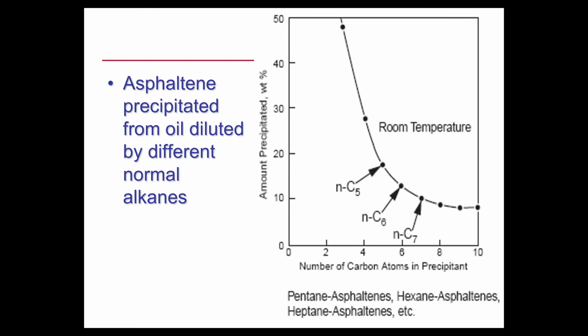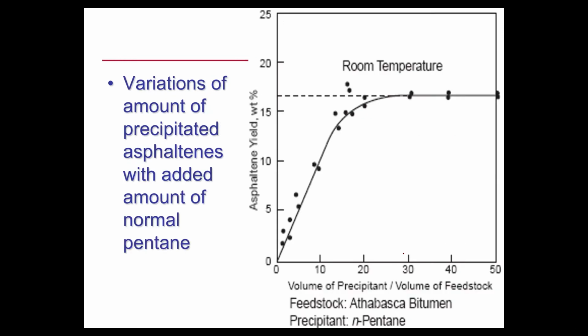Here you see the titration, with different titration components, C5, C6, C7, we normally use C7. And you see the effect of titration, with different volumes of titration, normally we use 40 times. And therefore, we can measure there is a maximum amount of asphaltene that shows the amount of asphaltene in the system.